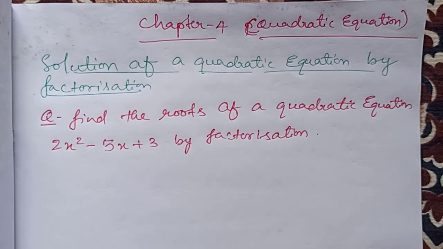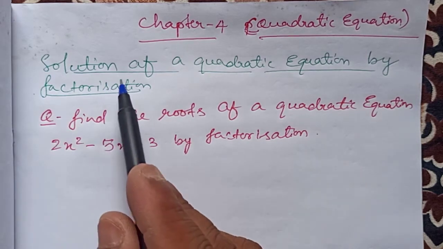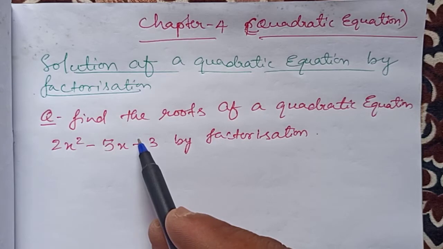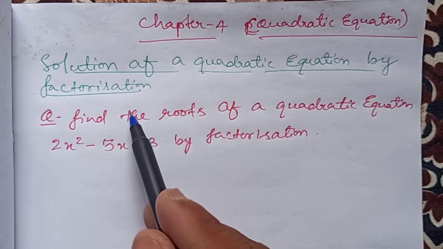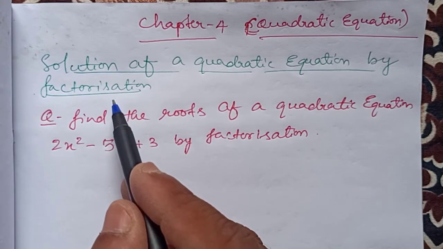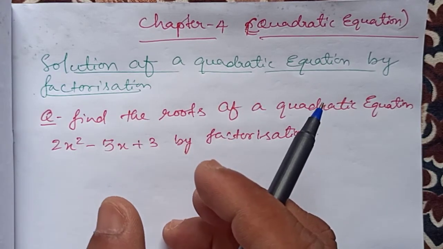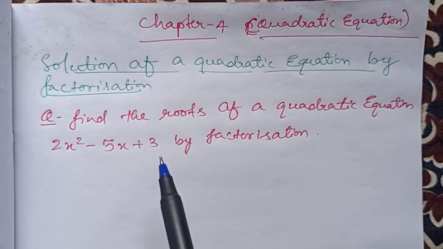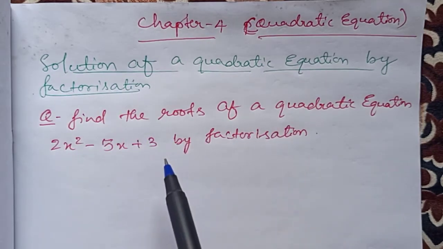In this exercise we have to discuss the solution of a quadratic equation by factorization. Okay. So we have to find the solutions of a quadratic equation by the factorization method. Factorization method means we have to factorize the equation by splitting the middle term, and we have to find the solutions of the equation. So with an example we will learn how to factorize a quadratic equation.